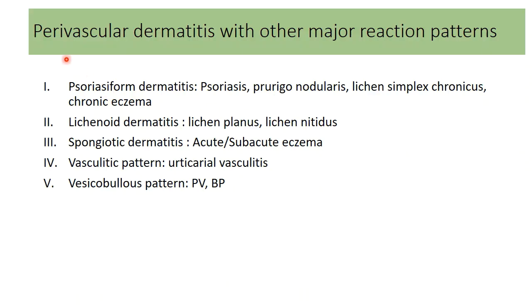So next is the perivascular dermatitis associated with major reaction pattern. First is the psoriasiform dermatitis. It is seen in psoriasis, prurigo nodularis, lichen simplex chronicus, and chronic eczema. Second is lichenoid pattern of injury, seen in lichen planus and lichen nitidus. Third is spongiotic dermatitis. It is seen in acute or subacute eczema. Vasculitic pattern is seen in urticarial vasculitis, and the vesiculobullous pattern of lesion seen in pemphigus vulgaris and bullous pemphigoid.